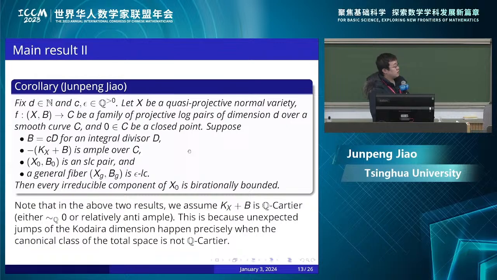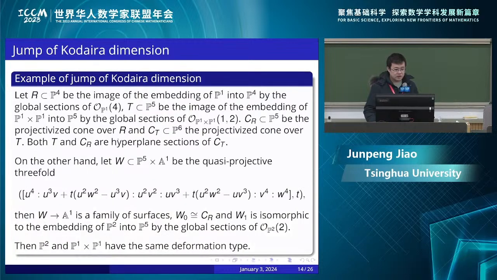Note that in the two main results, we always assume the log canonical divisor of the total space, that is Kx plus B, is Q-Cartier. In the first one, we assume it is rationally equivalent to 0. In the second one, we assume it is relatively anti-ample. This is because unexpected jumps of Kodaira dimensions happen precisely when the canonical class of the total space is not Q-Cartier. The following example is well known.